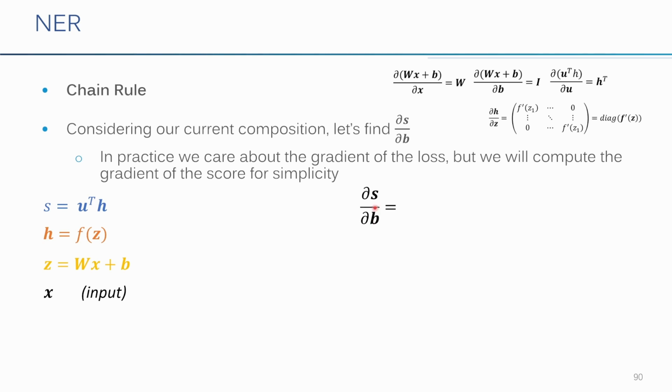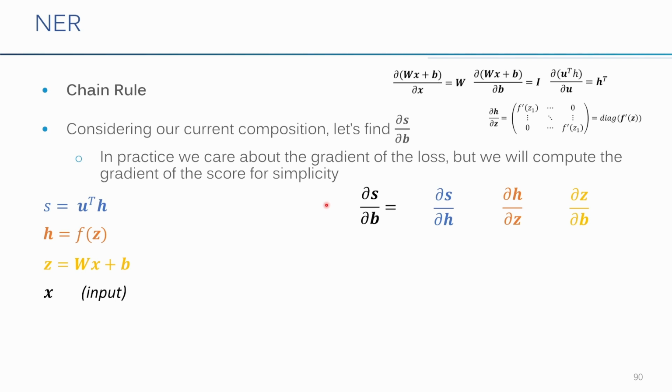When we say that we want to do the partial derivative of s with respect to b, by applying the chain rule, we'll see that by doing s with respect to b, first we have to do s with respect to h, h with respect to z, and then z with respect to b.